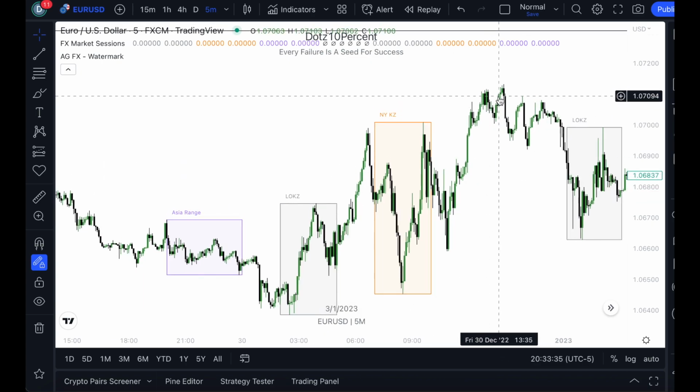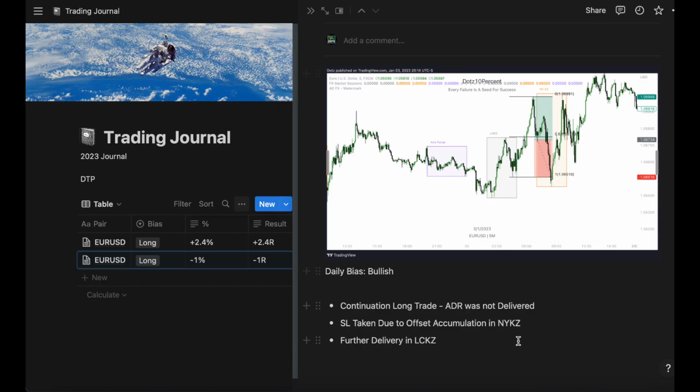And of course, price went up to there. This was actually recorded in here as well. This was my reasoning. This is actually what played out. The reason we got taken out was due to offset accumulation. As you guys can see, this low over here took out my stop loss. We actually took this sell side and then delivered to buy side via this high over here.